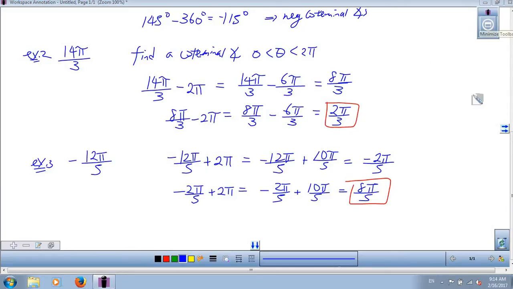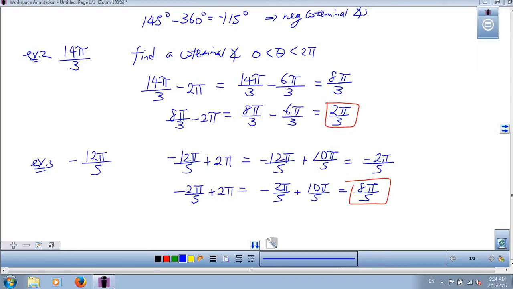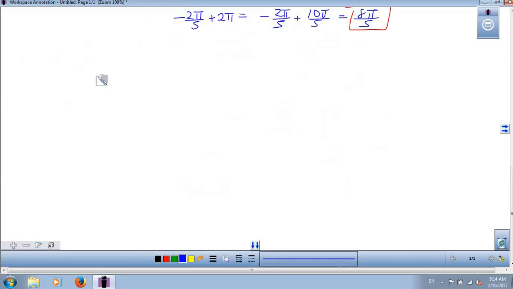Alright, so let's go ahead and take a look at the next topic here. Our next topic will be about reference angles. So what are reference angles? Now we're going to label the reference angle as theta prime. That little dash there is called theta prime. So what is a reference angle?